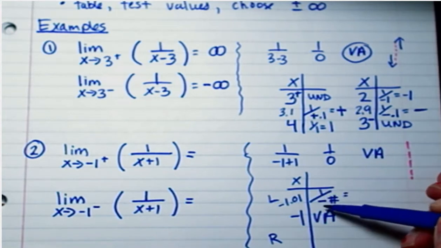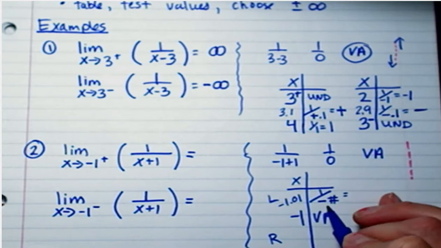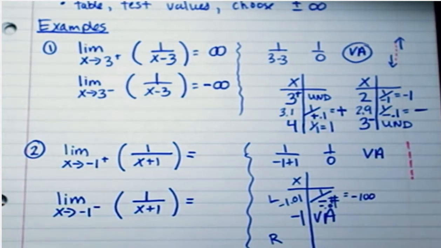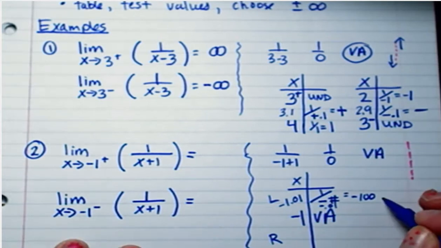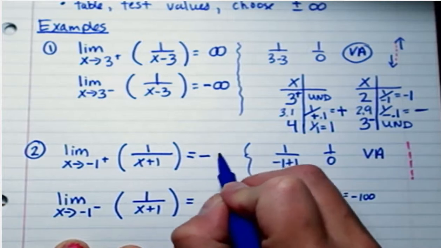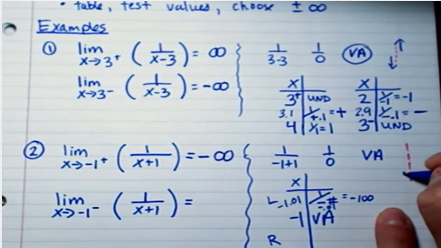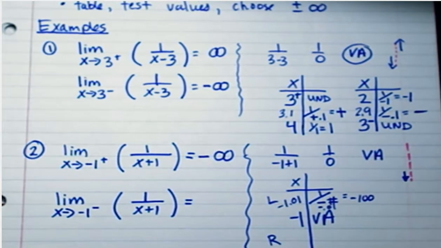1 divided by negative 0.01 is -100. Right? Think about that table that we did. It gets bigger and bigger and bigger. So the answer is negative infinity because there's only two choices. To the left, it goes down.